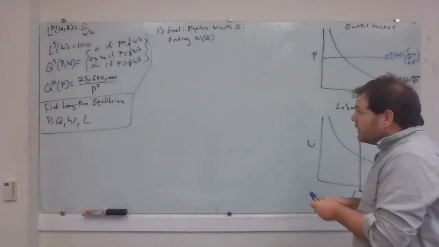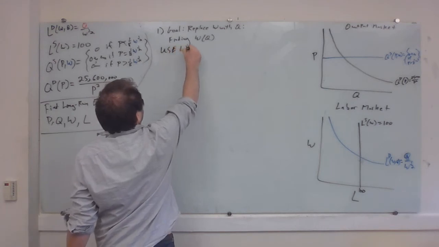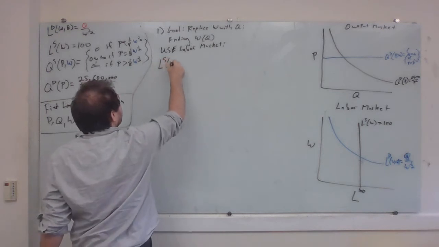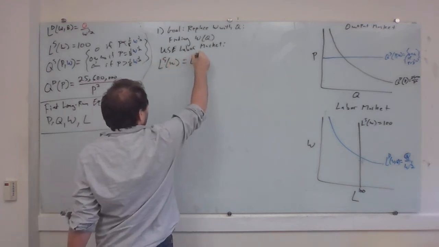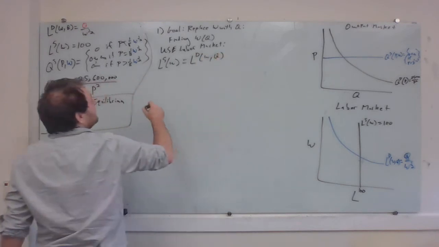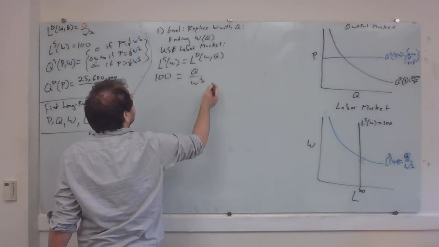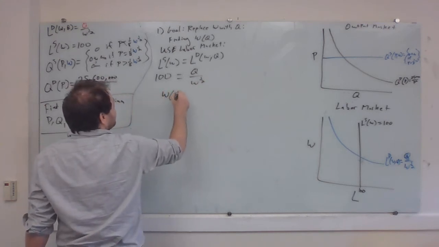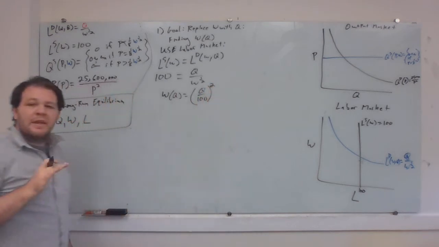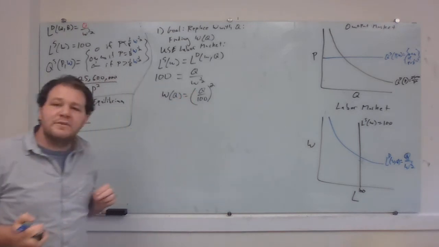So this is exactly what we're going to do. We're going to do this using the labor market. Right? So we'll basically say labor supply at a given W has to equal labor demand at a given W and Q, right? This is going to tell me that 100 has to equal Q over W to the 1/2. So this is going to tell me that W as a function of Q has to be Q over 100, quantity squared. This makes sense? If we knew Q, we would know that W is just Q over 100 quantity squared.